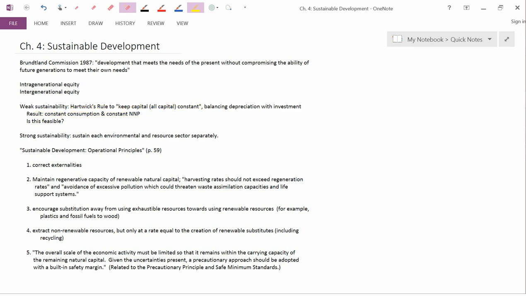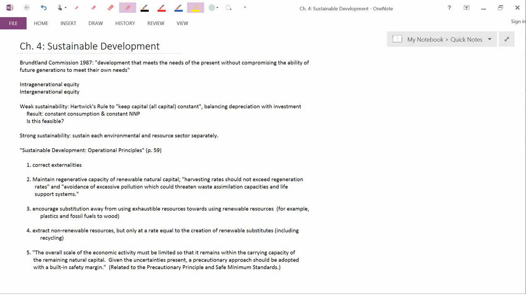A net national product is different from gross national product because it subtracts out depreciation. Now, just by arithmetic, the way you keep capital constant is by balancing depreciation with investment. So depreciation measures how your capital runs down. You can think about machines wearing out, you can think about machines becoming obsolete, but you can also think about your coal mines running out of coal, your copper mines running out of copper, your oil fields running out of oil. All those are examples of depreciation.